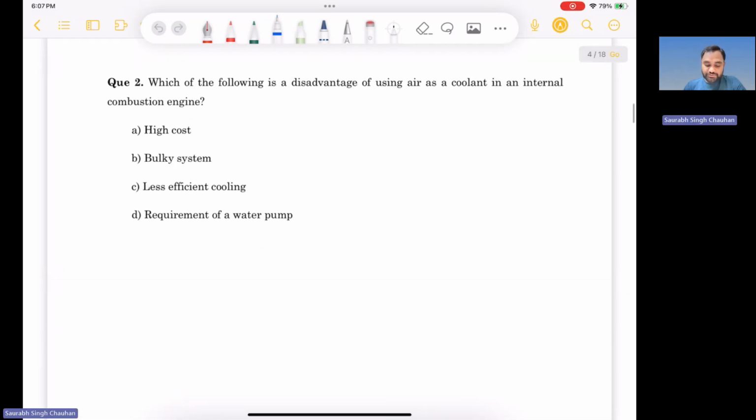So moving to the next question. Question number 2, it says, which of the following is a disadvantage of using air as a coolant in an internal combustion engine? As we just discussed, we use some coolant for cooling the IC engine, and that coolant can be either water or air or some other coolant. Mostly we are using either water or air. So here it is being asked, if you use air, then what are the disadvantages?